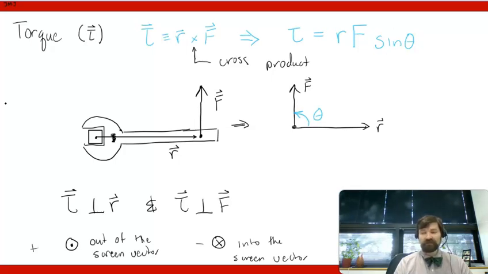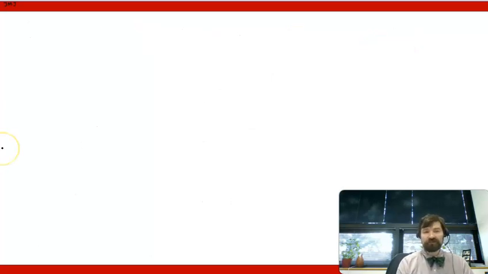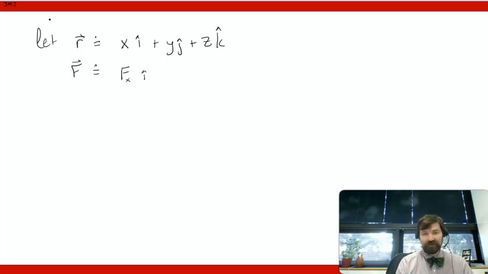And in the algebra-based course, we wouldn't necessarily have unit vectors. But if you know how unit vectors work and you want to take a cross product, basically what you end up doing is saying, let's let R represent x i hat plus y j hat plus z k hat, and let's let F represent Fx i hat plus Fy j hat plus Fz k hat.